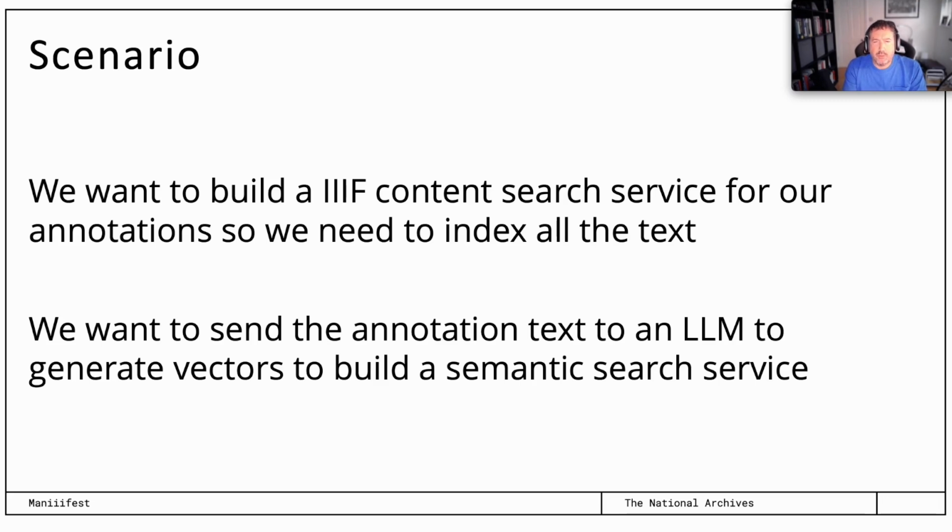So if we look at an example of using Maniifest, we want to build, for example, a content search service where we need to take all the annotation text and index it, or we want to take all the annotation text referenced from the manifests and collections and send them to an LLM to generate some vectors for a semantic search service.